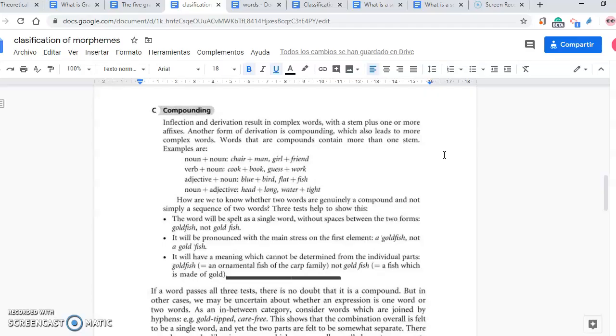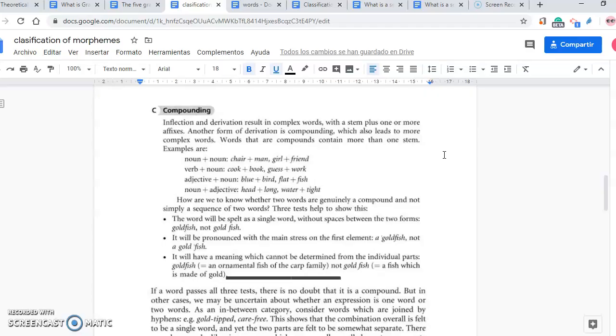Girl plus friend, girlfriend, cookbook, guesswork, bluebird, flatfish, headlong, watertight, sorry. So, how are we to know whether two words are genuinely a compound and not simply a sequence of two words? Three tests help to show this.